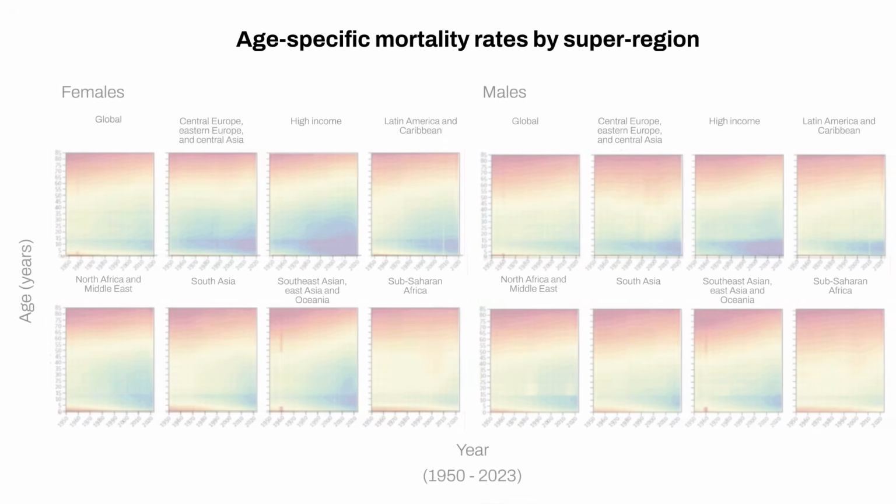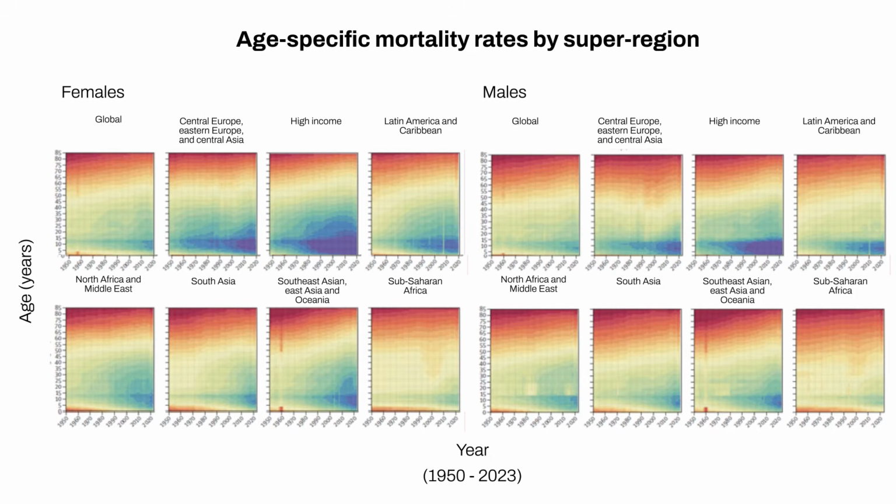In this figure, we can look at age-specific mortality rates for different superregions all at the same time. On the x-axis, we have years from 1950 to 2023, and on the y-axis, age from 0 to 85 plus. Lower mortality rates are more blue, while higher mortality rates are more red. Age-specific mortality rates are mostly declining as time passes, with exceptions for shocks showing up as different colored lines.